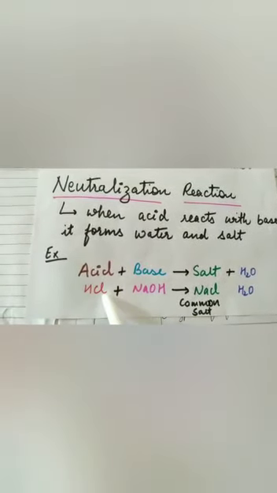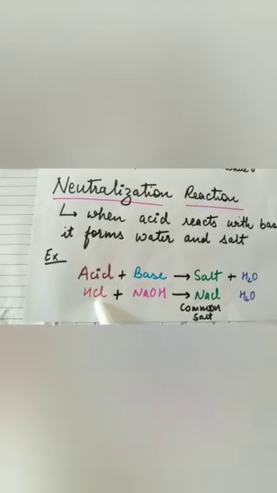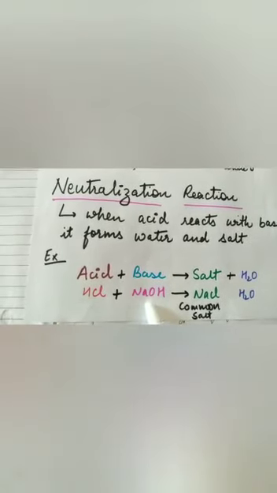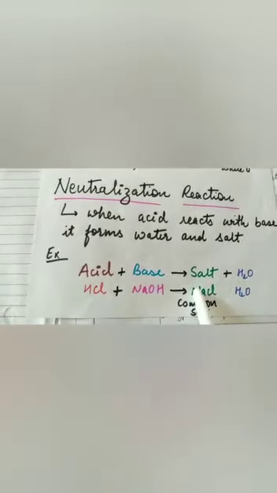Now we are taking an example of HCl and NaOH, the common acid and base. When the acid HCl and base NaOH react, Na will always go with Cl. So NaCl is formed and water is formed. This NaCl is the common salt which we use every day in our food, in our kitchen. The white color salt is called NaCl.